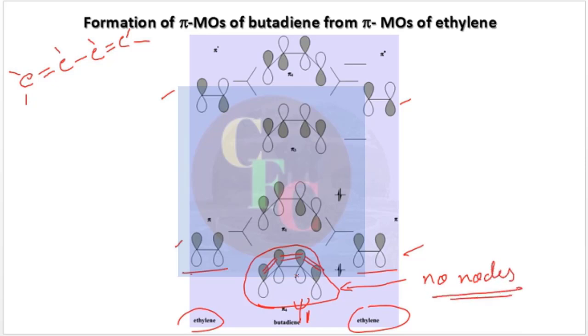So this is the lowest energy. Next, if these two, this one and this one, interact destructively, interfere destructively. Suppose you invert one of them, right? It will look like this if you invert it. Now you see what is there.